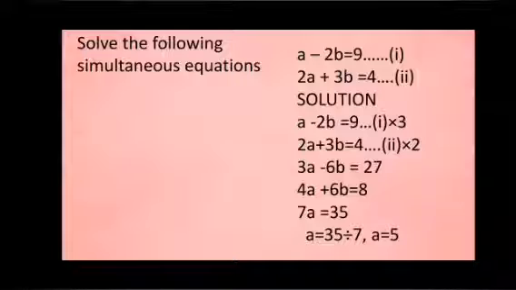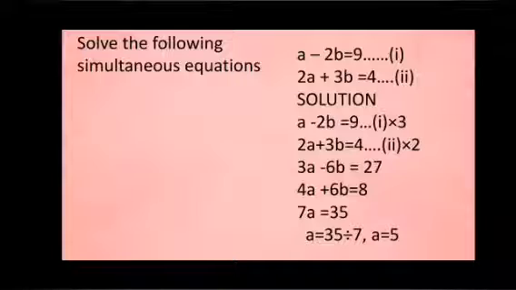I want to eliminate b because 2b has a negative sign in equation 1. 3b has a positive sign in equation 2. So I can add to eliminate them. But note that their coefficients are not equal. 2 in equation 1, 3 in equation 2.